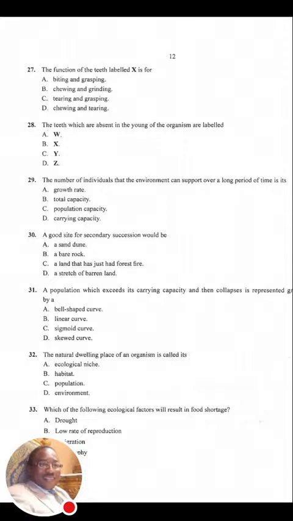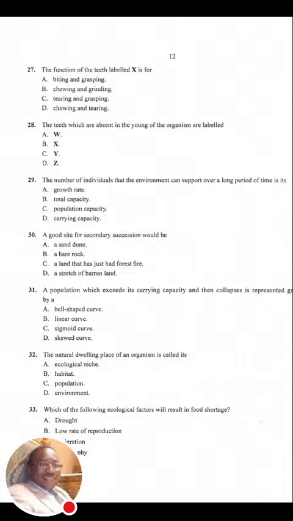That's the correct answer. It cannot be linear because that will be constant. It cannot be sigmoid, as if it went up and turned into letter S and continued. No, it cannot be skewed as if it's spiral. No. The correct answer is A. It went up and came down like a bell. So that's a population that collapsed.